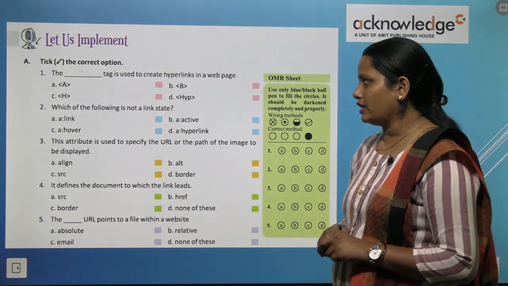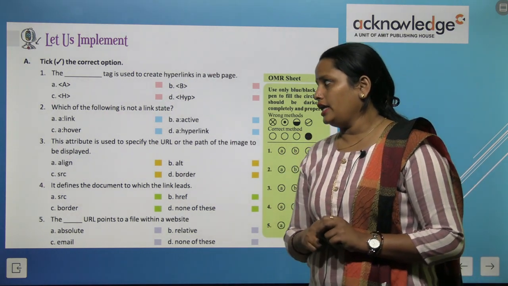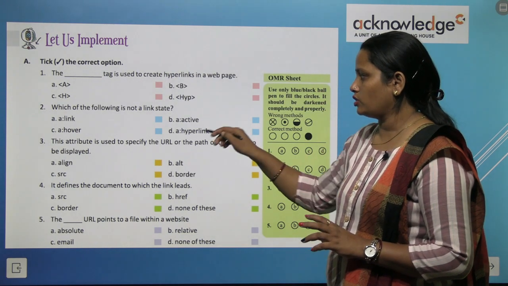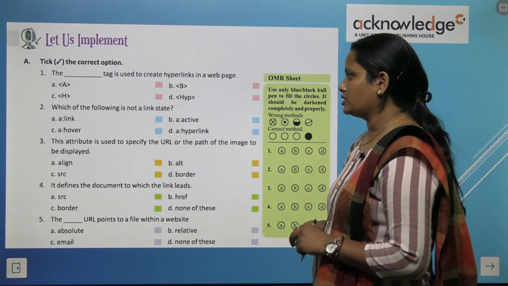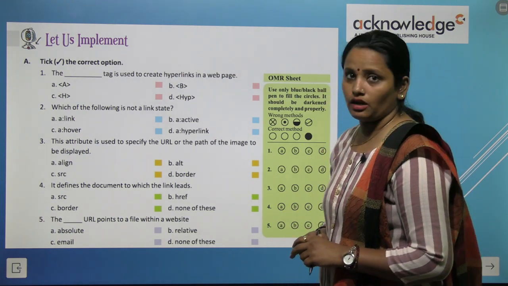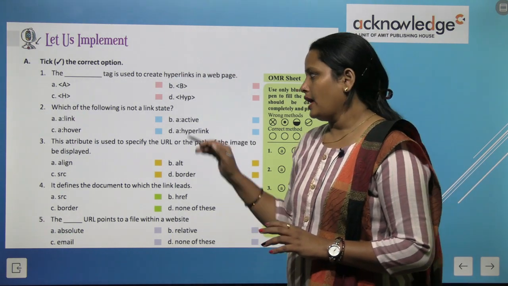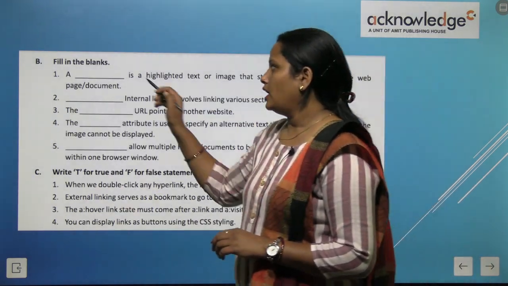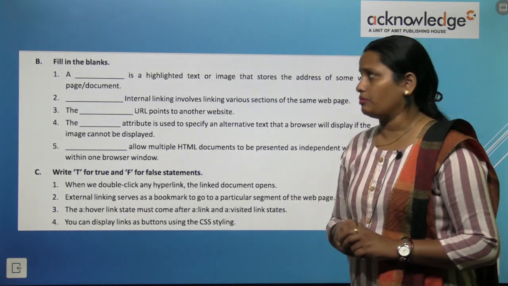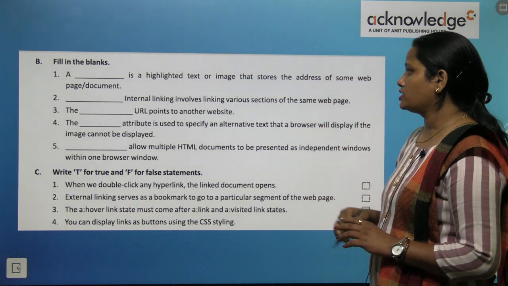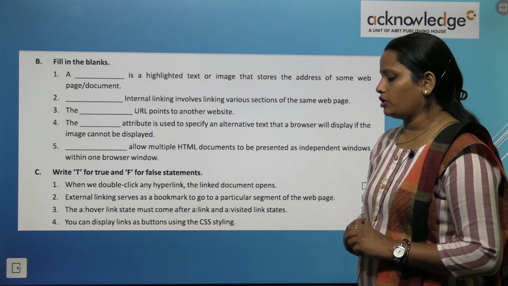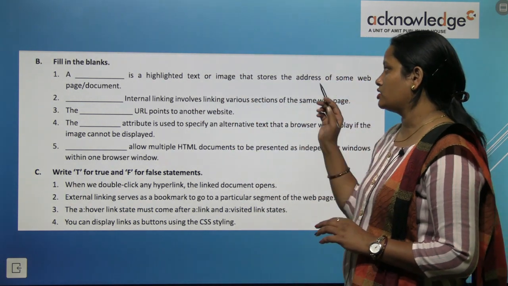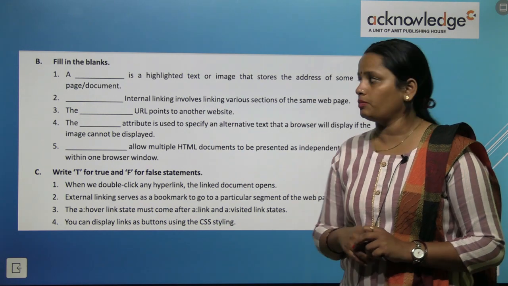Next, which of the following is not a link state? So which of these is not a link state? So here a hyperlink is not a link state. There are four, but this is not one of them, and the rest you have to do on your own. Now fill in the blanks. A dash is a highlighted text or image that stores the address of some web pages or documents. So a hyperlink is a highlighted text or image that stores the address of some web pages or documents.